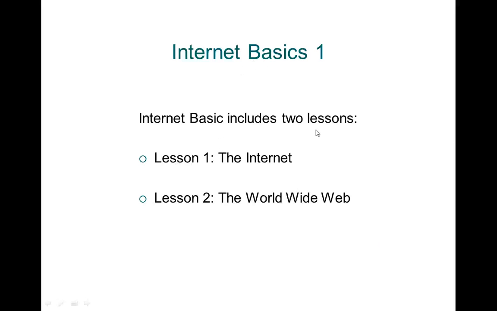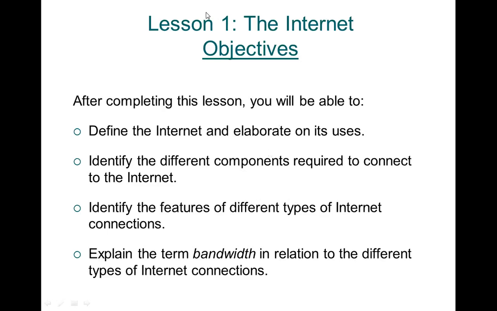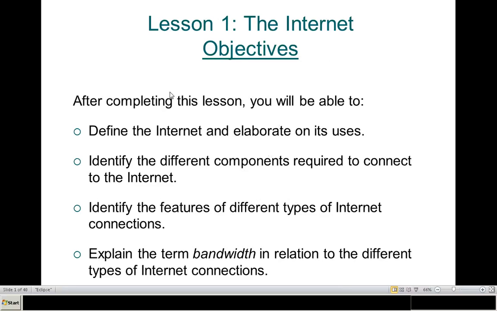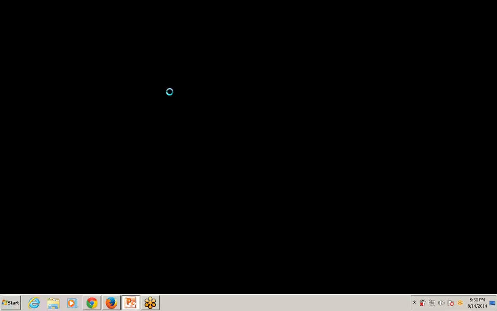Internet Basics includes 2 lessons. Lesson 1 is the internet, lesson 2 is the World Wide Web. Meaning in lesson 1 we will talk about what the internet is, and in lesson 2 we will talk about what a www, that is World Wide Web, is. So let's start with chapter number 1, that is lesson number 1, the internet. The main objectives, meaning what the objective is after completing this lesson.